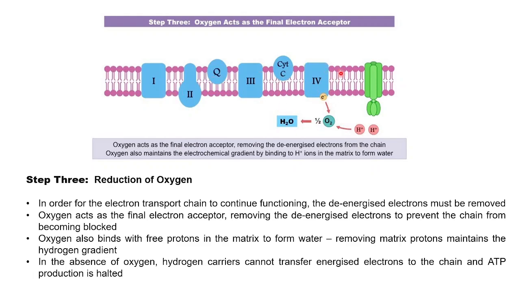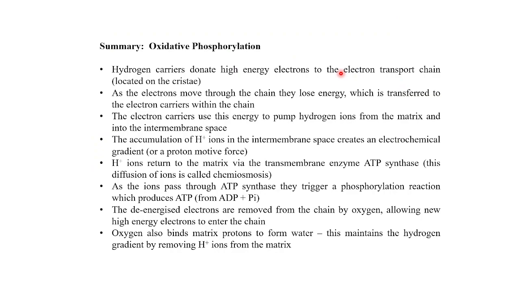So these are the steps of the electron transport chain. That's how the hydrogen carriers donate high energy electrons. Hydrogen carriers are NADH and FADH2. They donate high energy electrons to the electron transport chain, located on the cristae. What are cristae? The infoldings of the mitochondrial inner membrane.